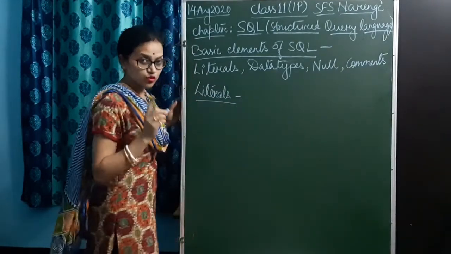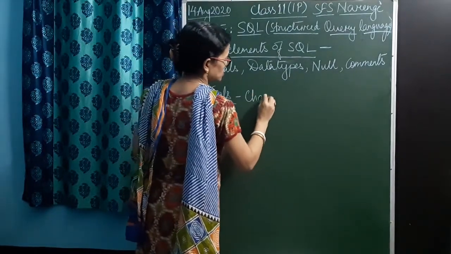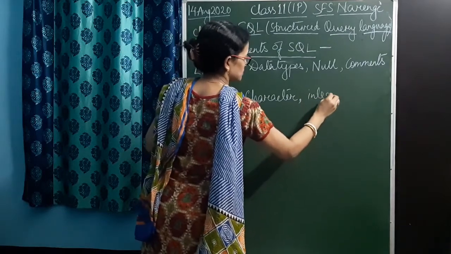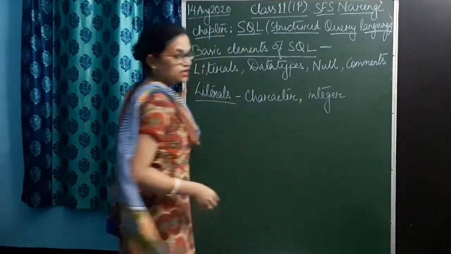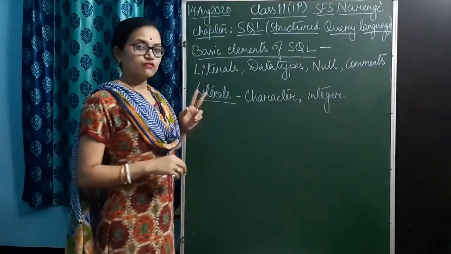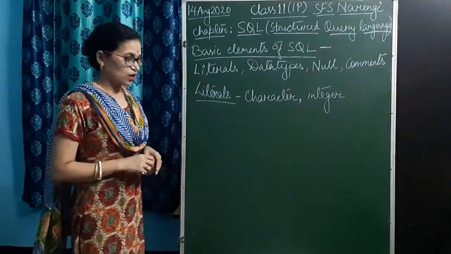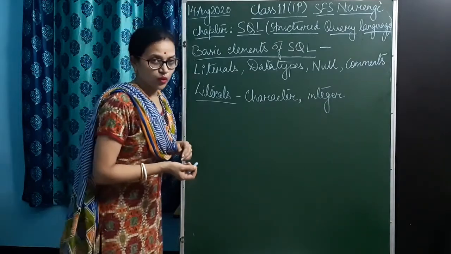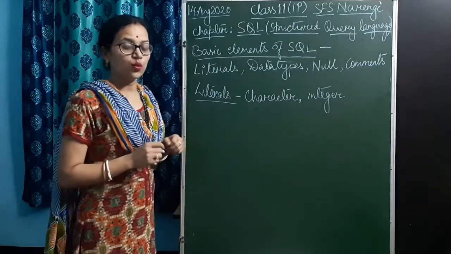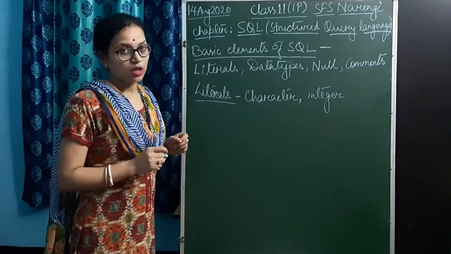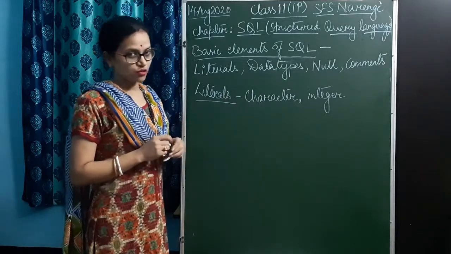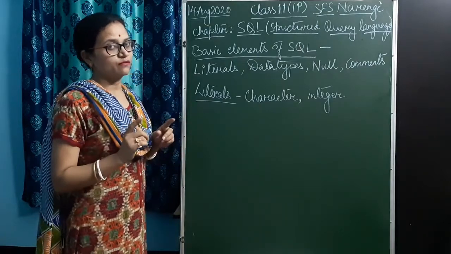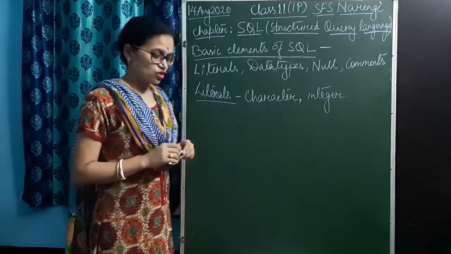Literals, dear students, are of two types. The first one is called character literals and the next one is called integer literals. Now, what are character literals? Whatever we write, if it is enclosed within single or double inverted commas, it is referred to as character literals. A numeric value which is not within inverted commas goes to integer literals.